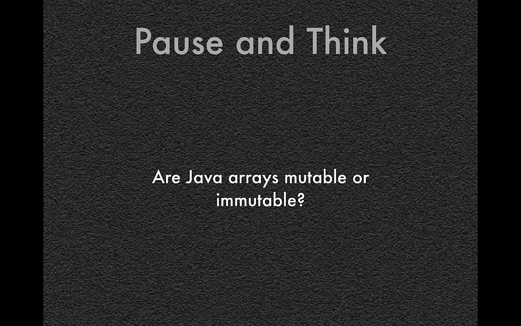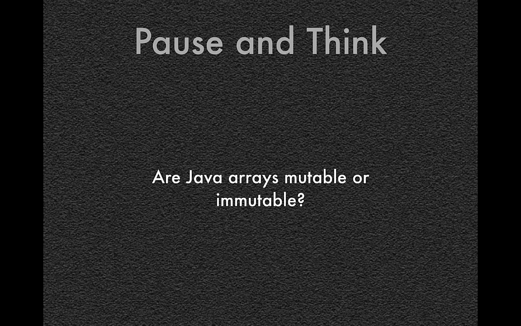Ready? Well, it's true that the length of an array cannot be modified once an array has been created. But what about the contents of an array? Can the contents of an array be changed? The answer is yes, of course they can. You can easily change the contents of an array object. In fact, the ease with which you can change the contents of an array is one of the benefits of an array. So an array object can be modified, and therefore arrays are mutable.